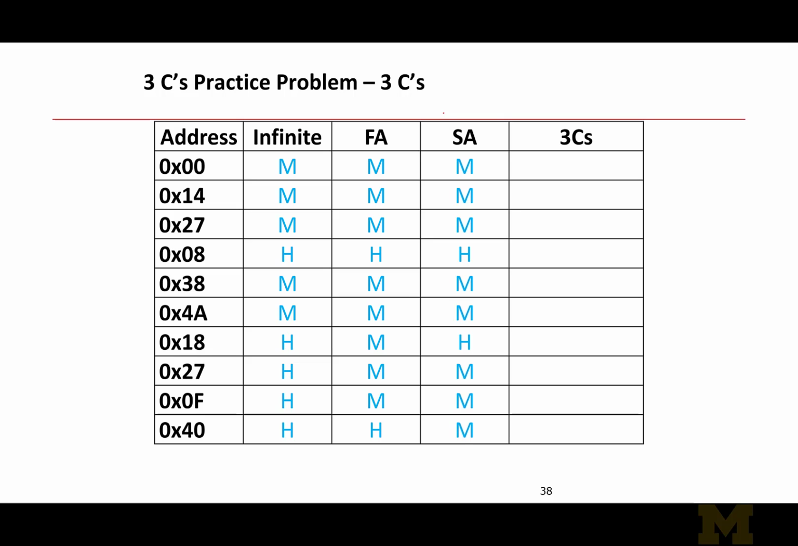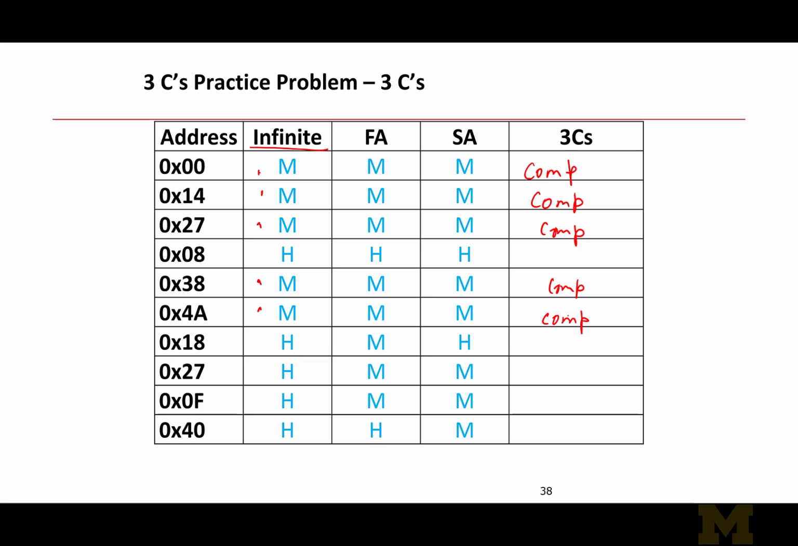So the first thing to do is the easiest part, which is to look at the misses encountered in the infinite cache. Now if there is a miss in the infinite cache, that means no amount of associativity or capacity is going to solve the problem for you, because it's a compulsory miss. So any miss in the infinite cache is going to be marked as a compulsory miss. I'm just going to call it a comp, short for compulsory. So any miss that I see, which is 1, 2, 3, 4, 5, those are going to be marked as compulsory misses.